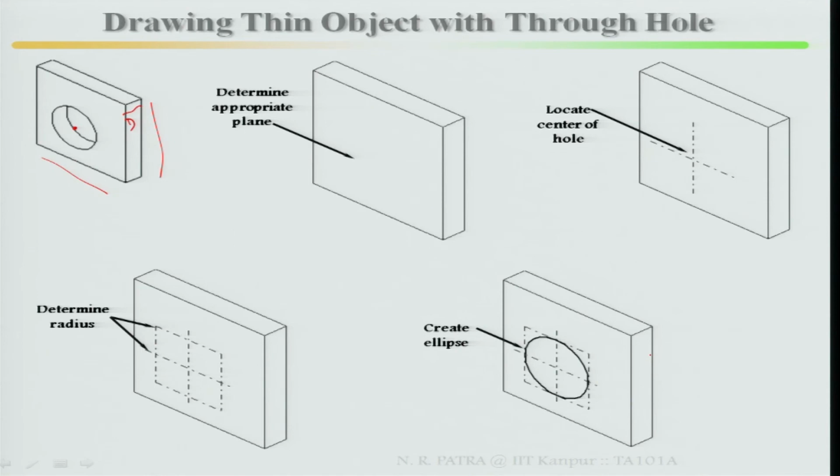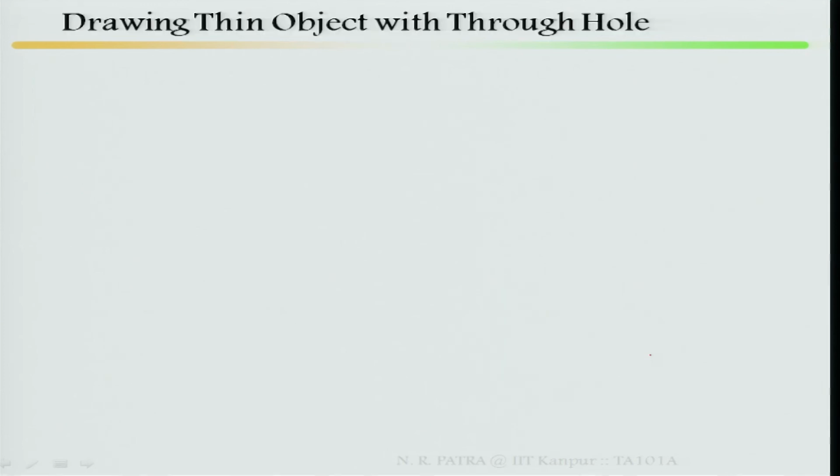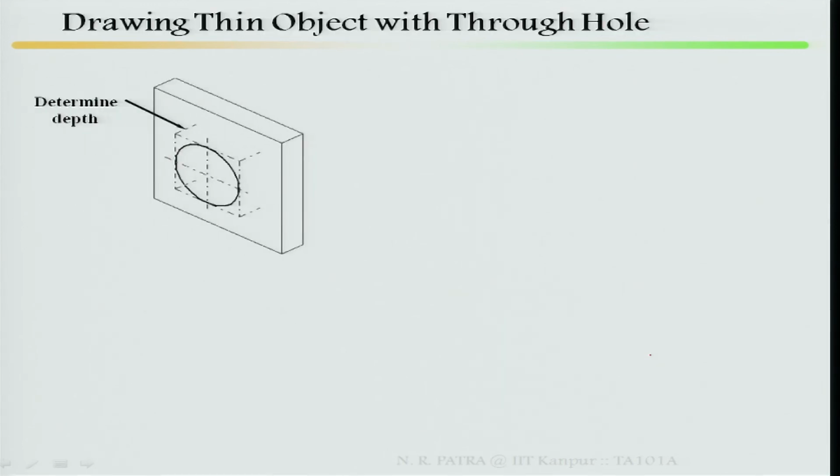If you look here, this hole is throughout. That means you have created the ellipse only in the frontal plane. That means in the depth direction also you have to create it. Next step, determine the depth. What is the dimension of the depth? Then accordingly this depth has to be projected back. 1, 2, 3, 4, it has to be projected back.